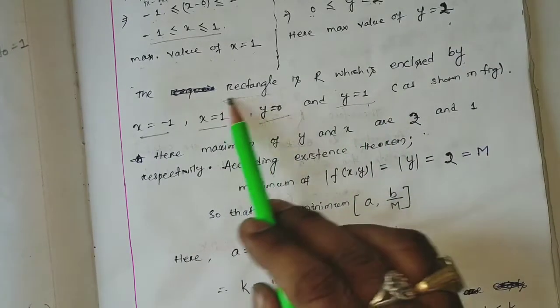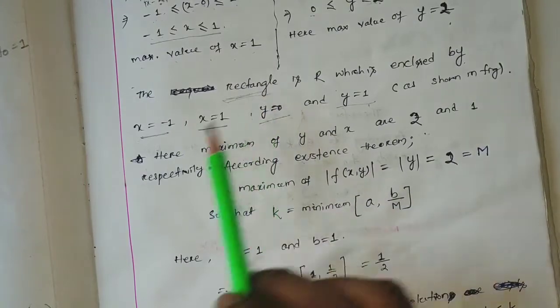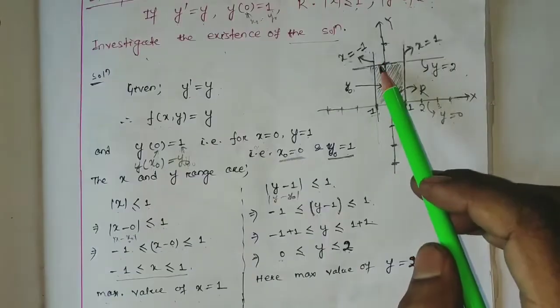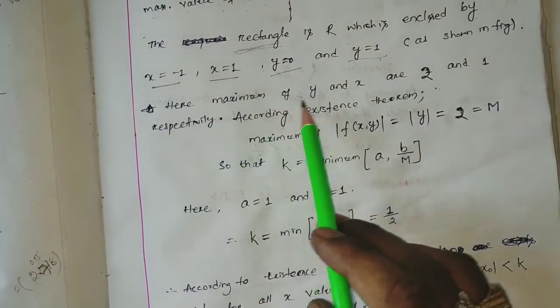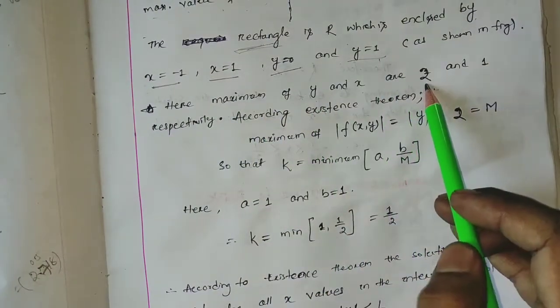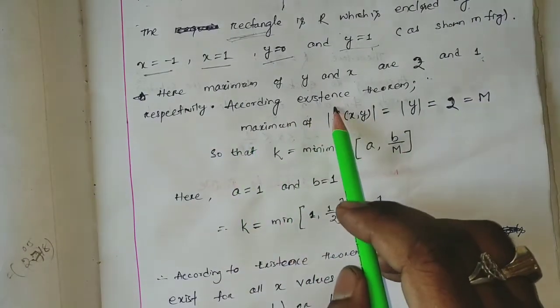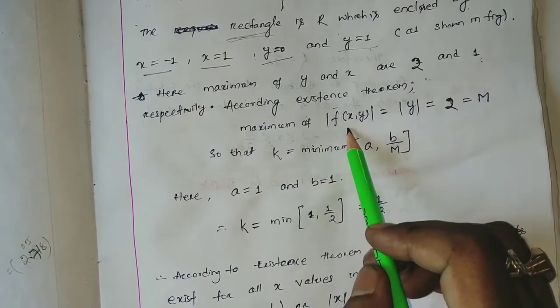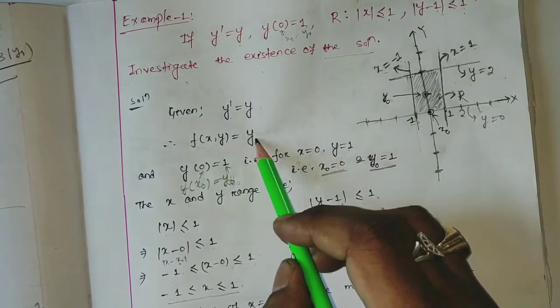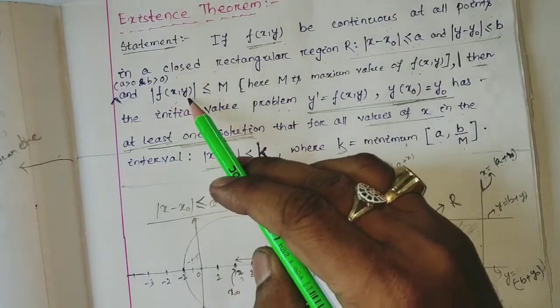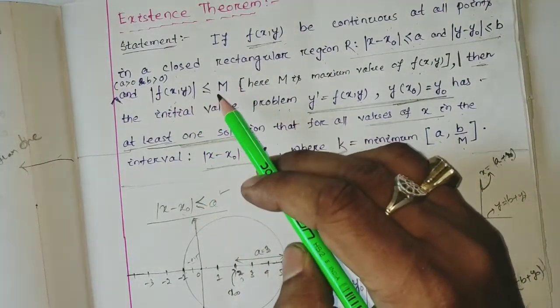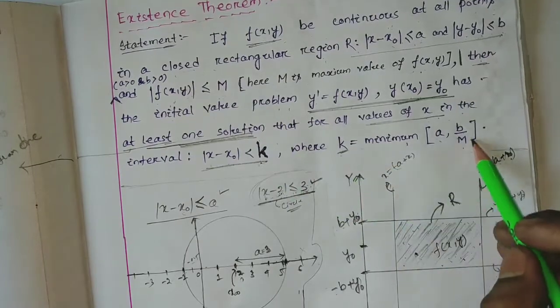So the rectangle given in the question is enclosed by these 4 lines as shown in the figure, right? Here the maximum of y and x are 2 and 1. For y the maximum value is how much? 2, and the maximum value of x is 1. So according to the existence theorem, the maximum value of |f(x,y)| is M. See, here it is given that f(x,y) equal to y. So |f(x,y)| is nothing but M. So we need to find M, because to find K we need M, right?